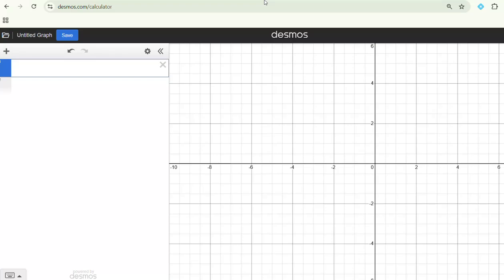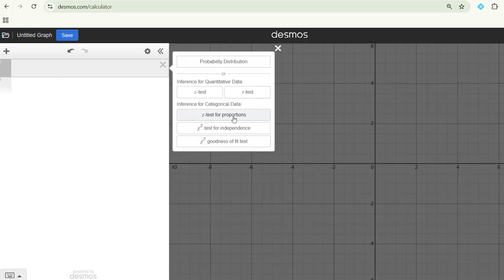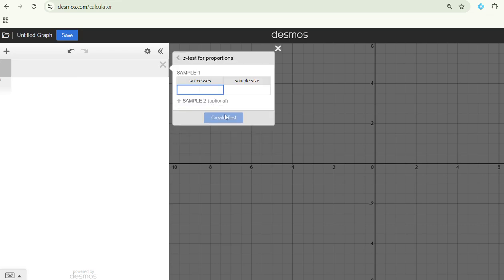I just found out how easy it is to create a confidence interval for a population proportion using the Desmos graphing calculator. If you log into desmos.com/calculator, or just go to Desmos and click the button that says calculator, for the graphing calculator, you just push the plus button here to add an item. Select inference. This is for the statistical inferential tools in Desmos. Click the Z test for proportions, the button I'm hovering over here.